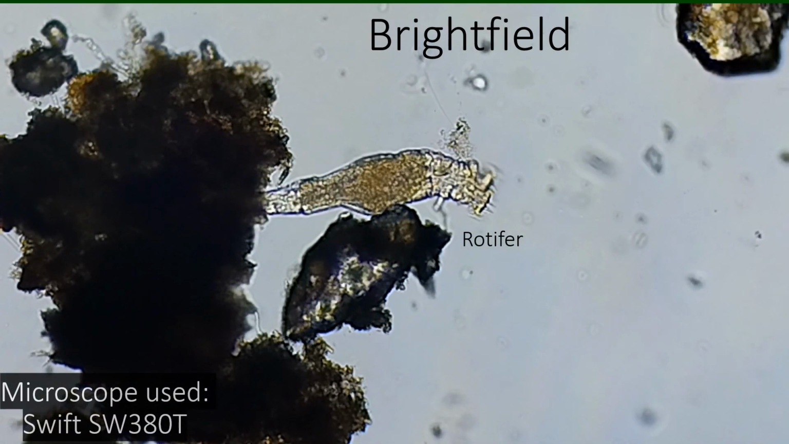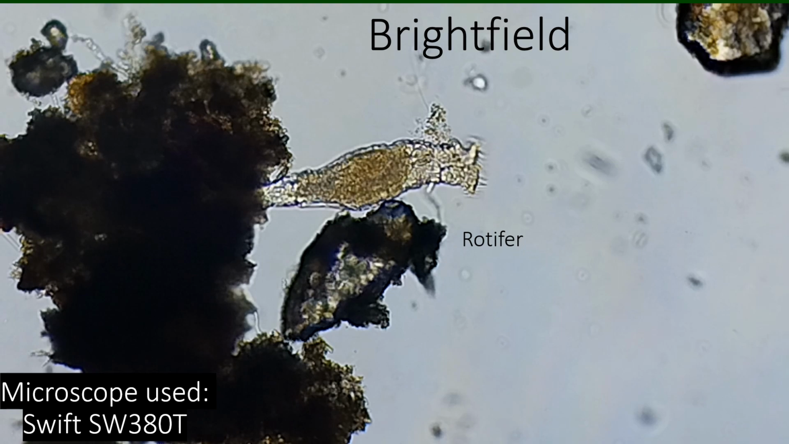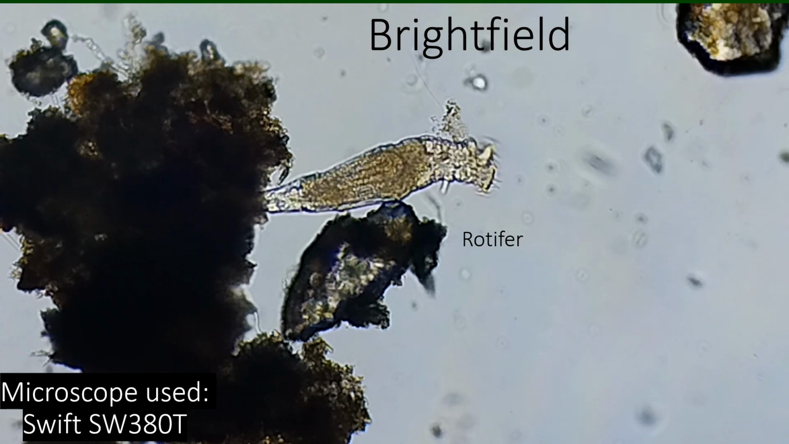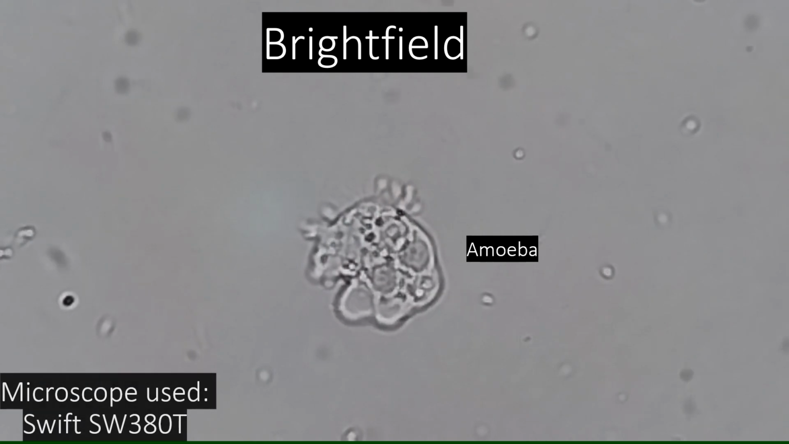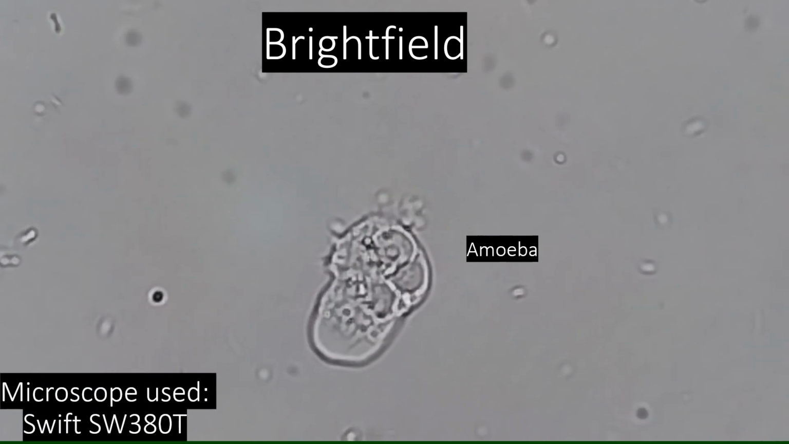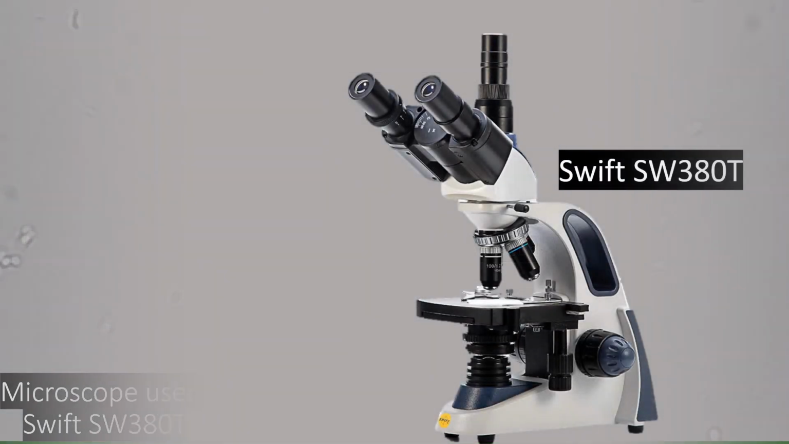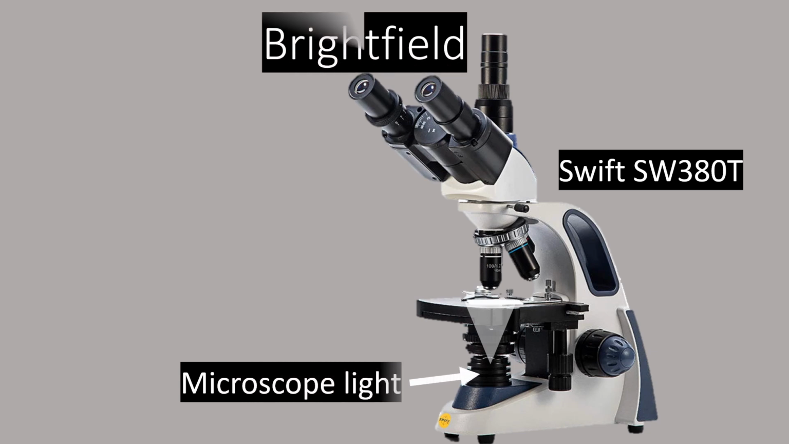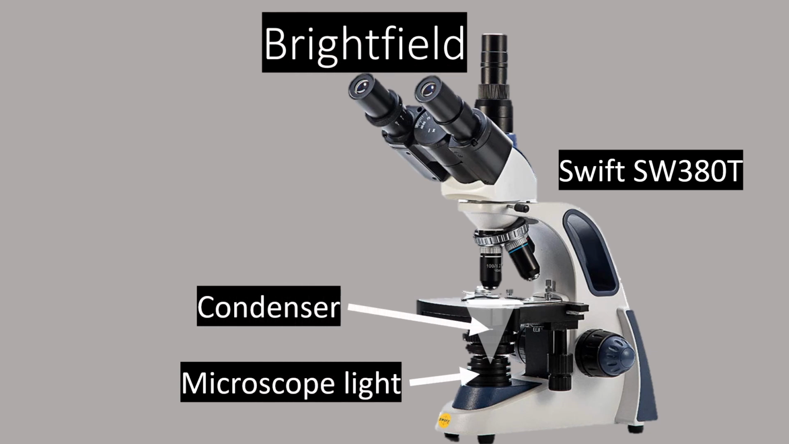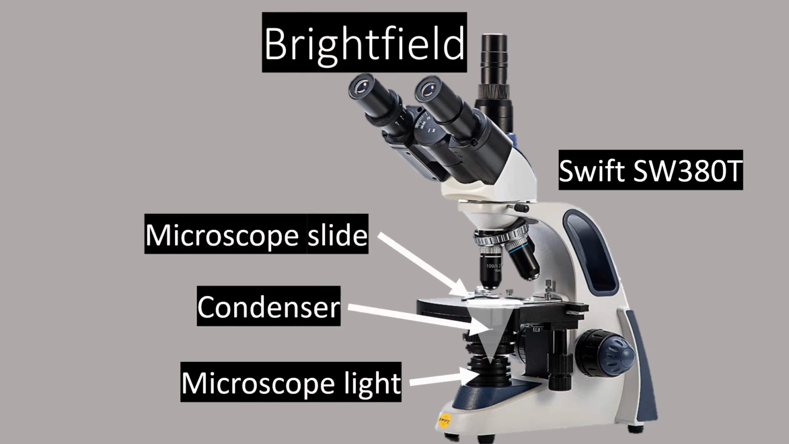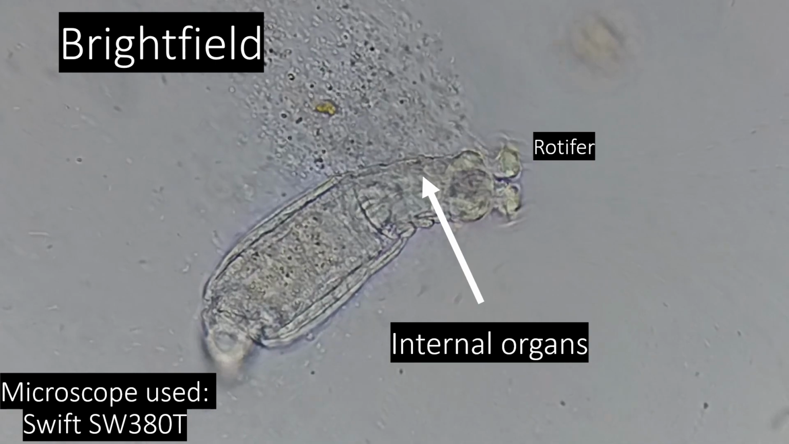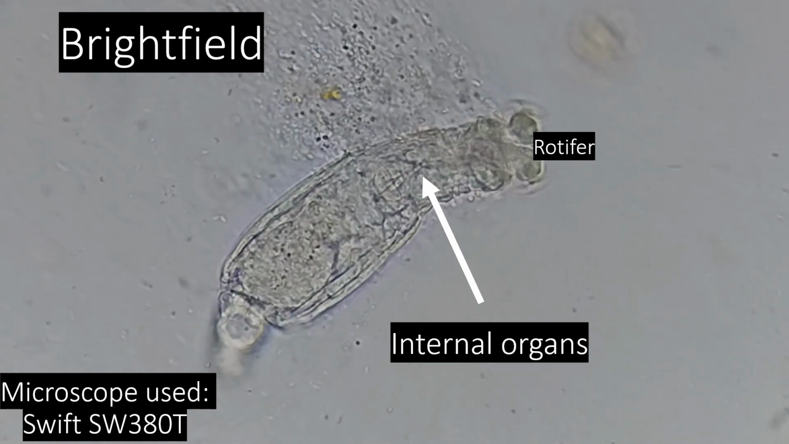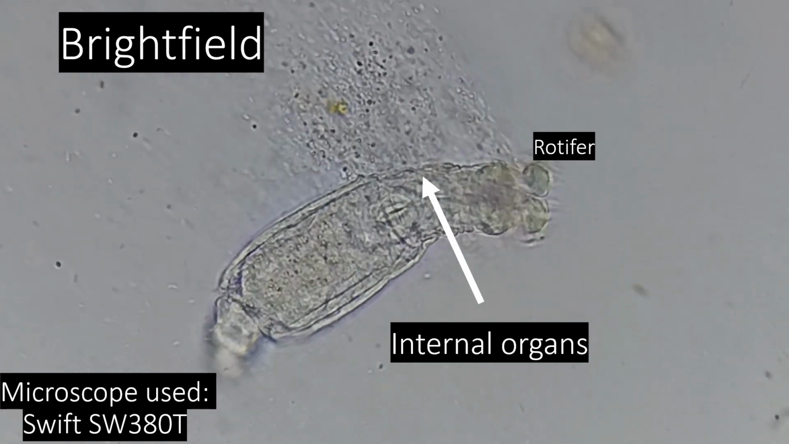Our topic today is Brightfield illumination. Brightfield is a regular illumination used by most light microscopes. In Brightfield illumination, the microscope light shines through the condenser lens and illuminates the slide from the bottom. Because the microbes are being directly illuminated from the bottom, they appear transparent and their internal organs can easily be seen.